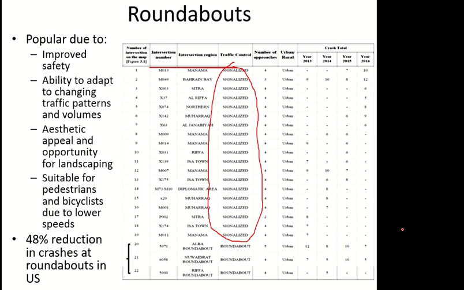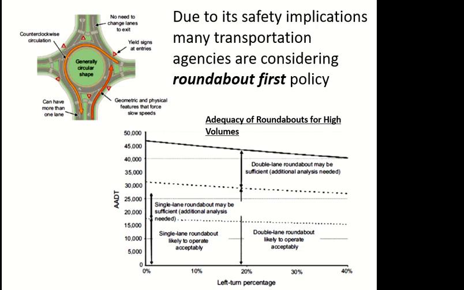Now you would imagine it should be the other way around, because at signals, the light is green, you move, the light is red, you stop. It's very simple. But roundabouts are more efficient in terms of safety because of the removal of the conflict points and because of lowering the speed of the vehicles. Because of these mainly safety advantages, many authorities are considering roundabouts as their first priority.